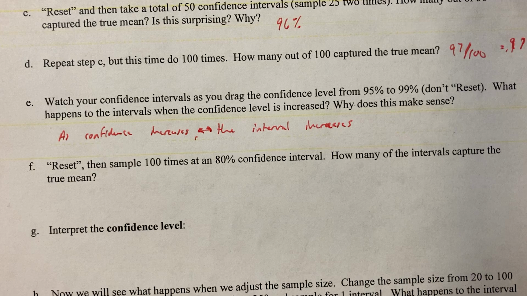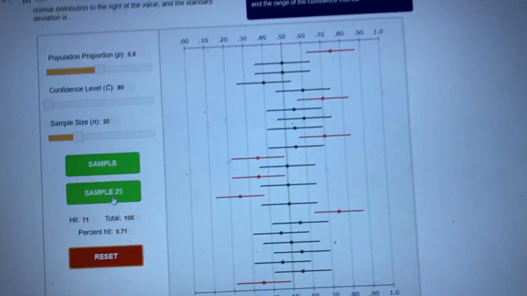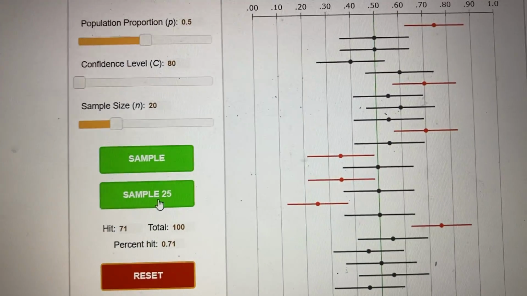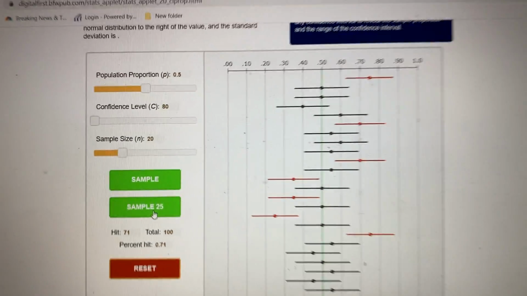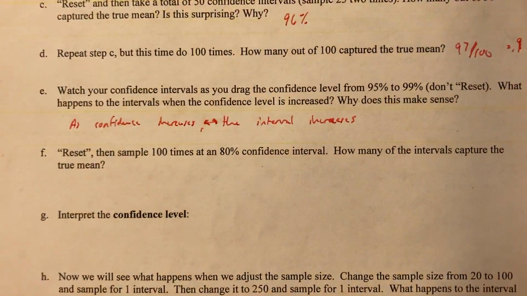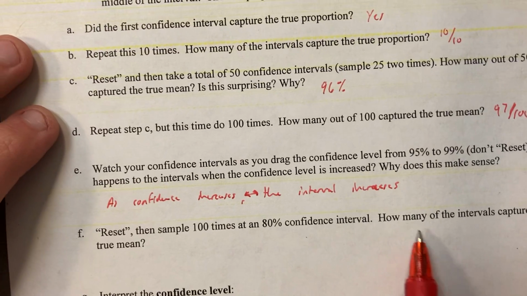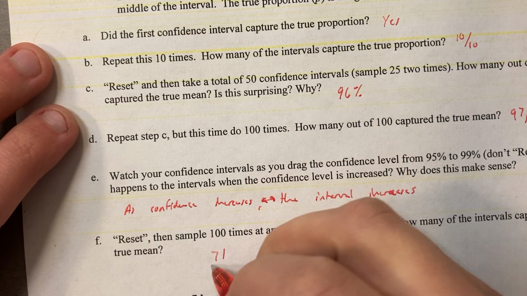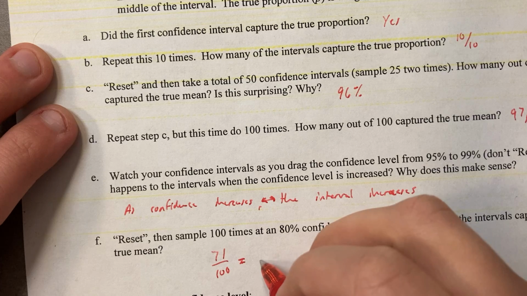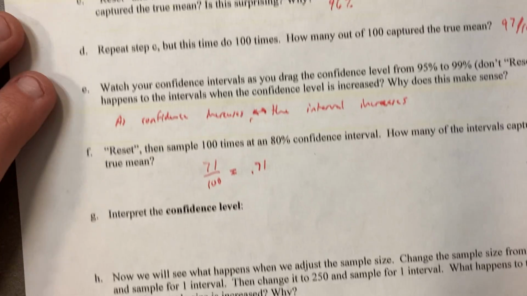Next, reset the sample at 100 and an 80% confidence interval. How many of the intervals capture the true mean? I'll just do that real quick. Reset sample at 100. Dang, I just got 70%. Look at that. That's not very good. I just got a 70% hit rate at the 80% confidence interval. How many of the intervals capture the true mean? Only 71. That is very low. That should not be that low.